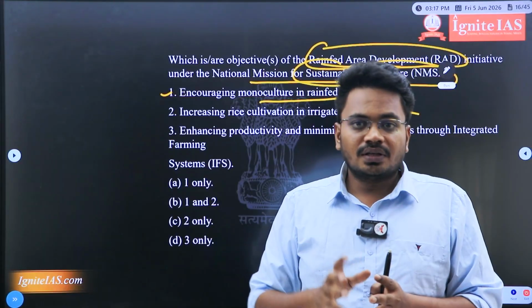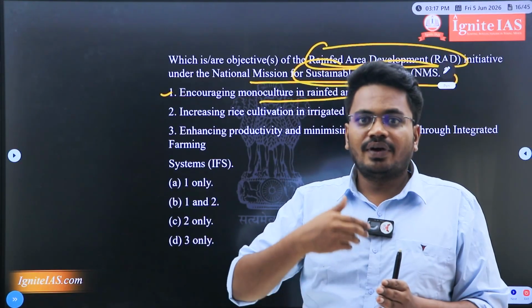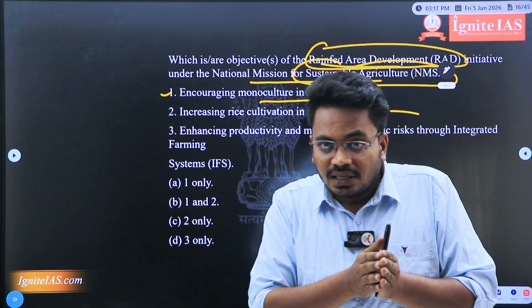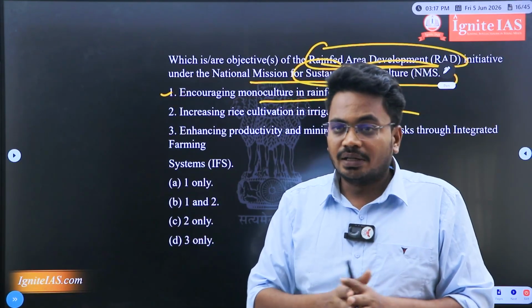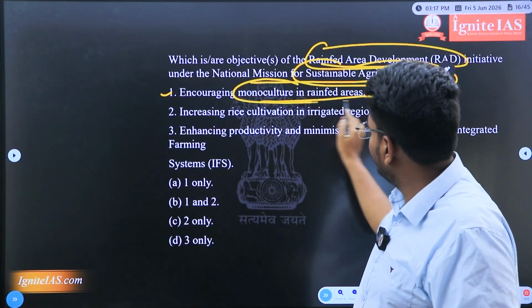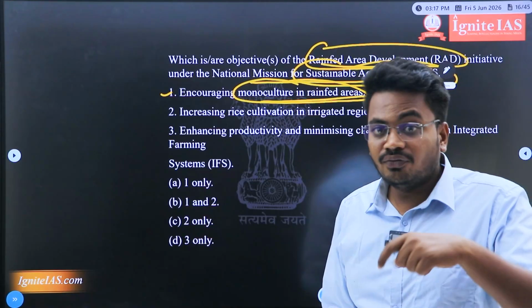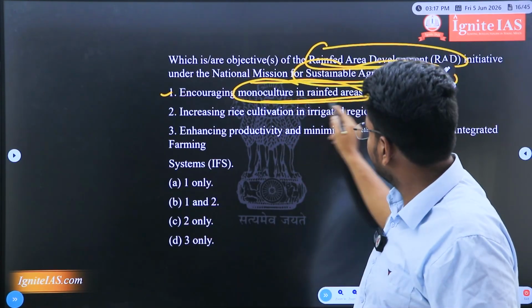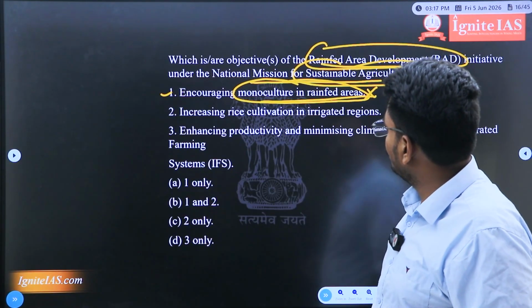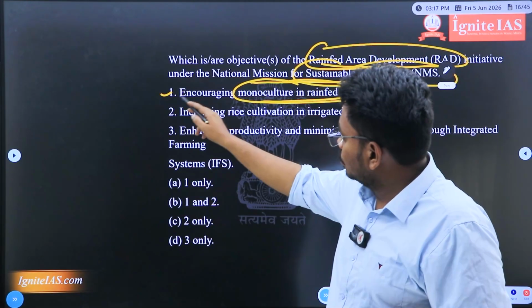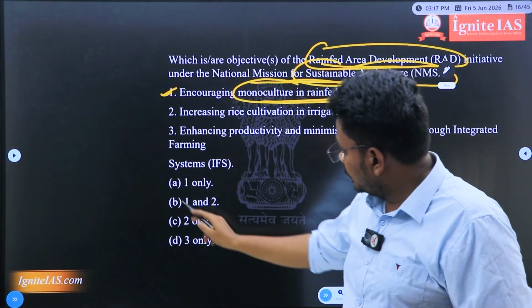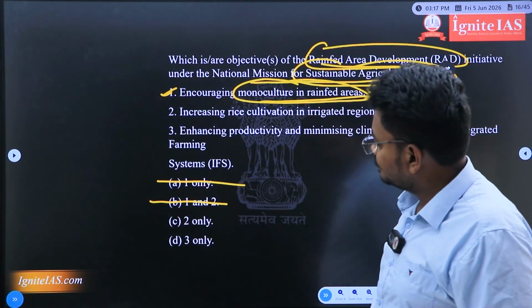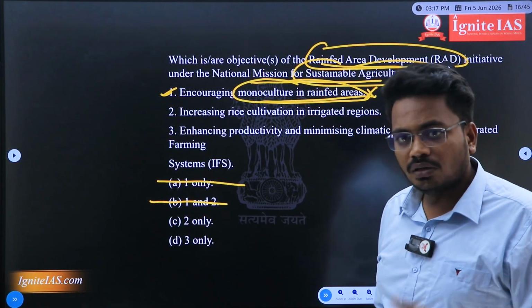What we will be doing is diversifying, or intensifying the diversity of the crops. So monoculture will not be seen in rain-fed areas. What if that crop has failed? That is why monoculture will not be the objective of rain-fed area development. So statement 1 is wrong. Try to eliminate statement 1 parallelly. Option A and option B are gone.